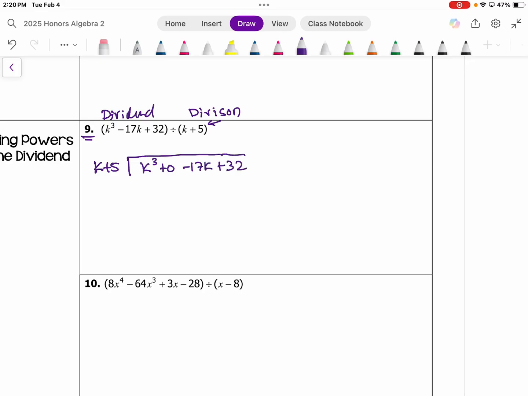Now, some teachers will teach you to go ahead and say, hey, you're missing the k squared term, so put a plus 0k squared. All right, you don't have to, but that's what some teachers will end up saying to do. All right, now we're ready to multiply.